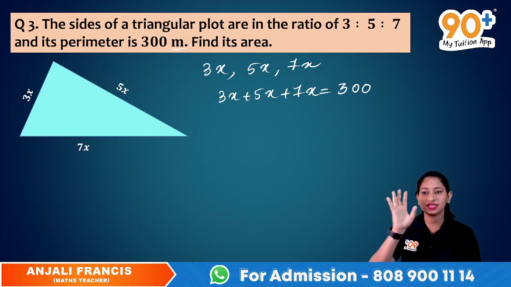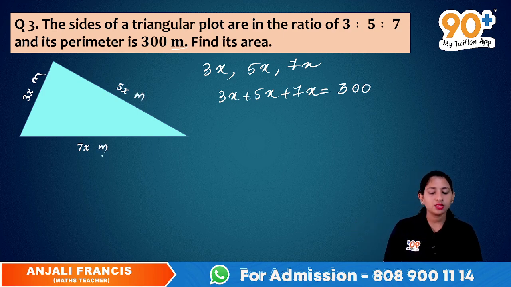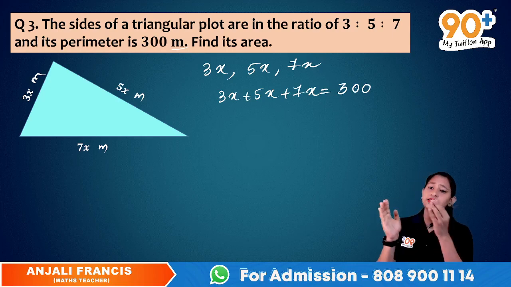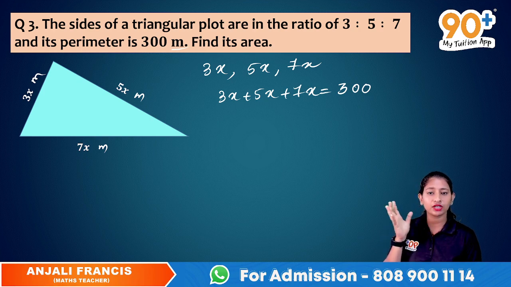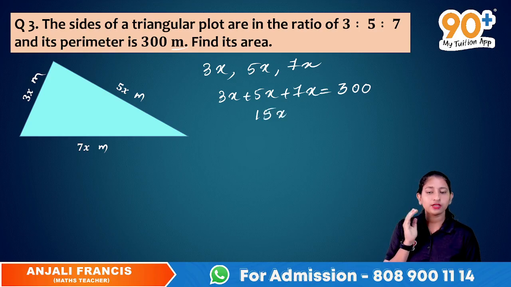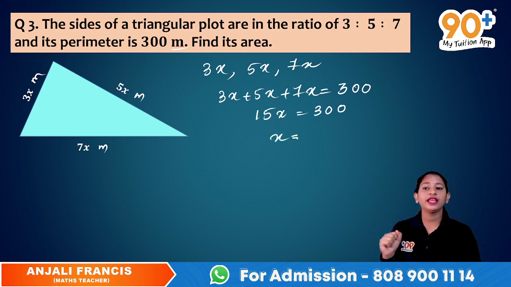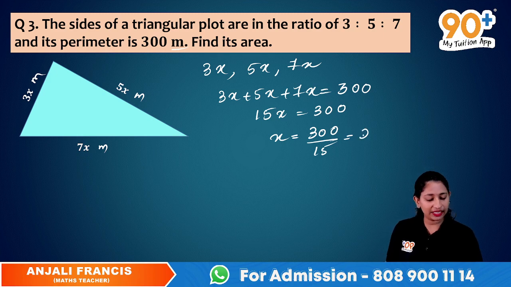So this is all in meter. 3x meter, 5x meter, 7x meter. So 3x plus 5x plus 7x is equal to 300. What will be the value here? 3 plus 5 plus 7. 3 apples plus 5 apples plus 7 apples. How many total apples here? Yes, 15 apples or 15x, which is equal to 300, and x is equal to 300 by 15, which is 20.